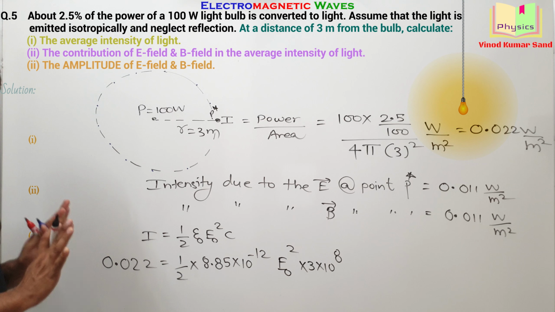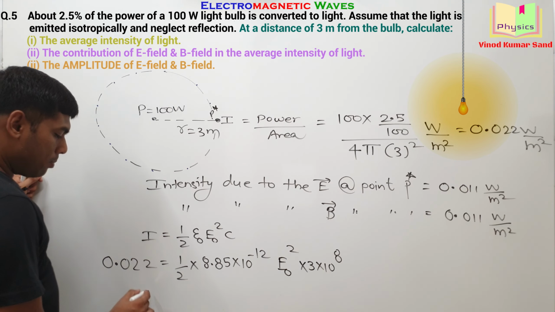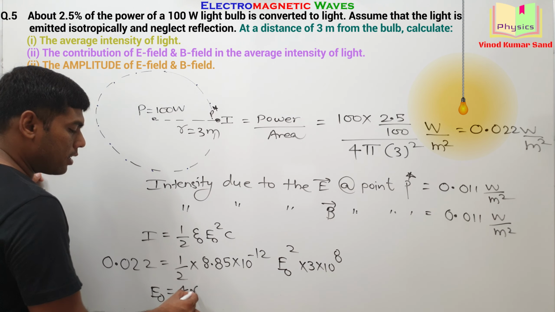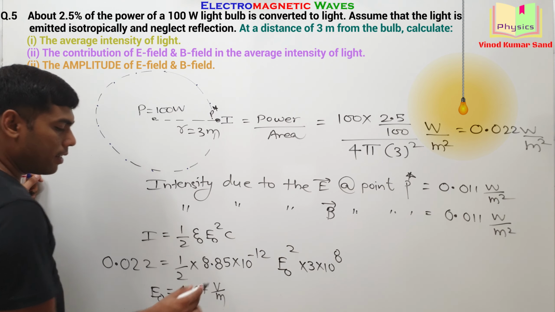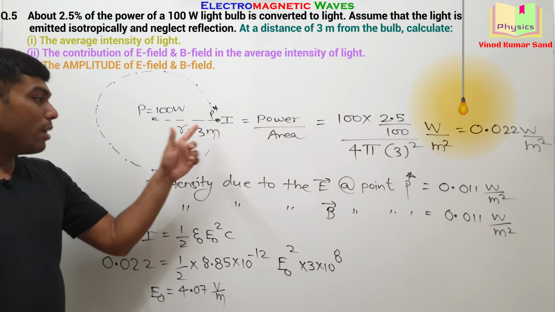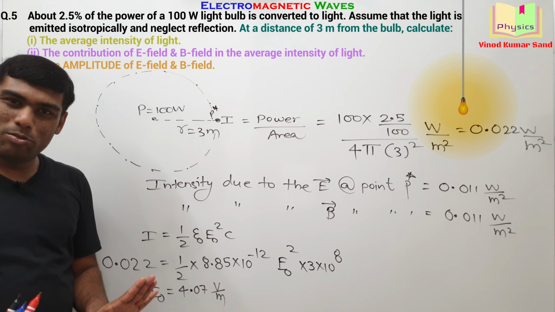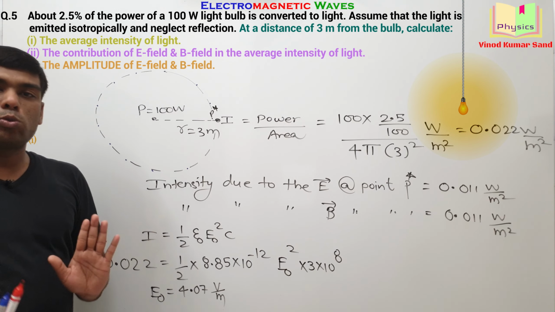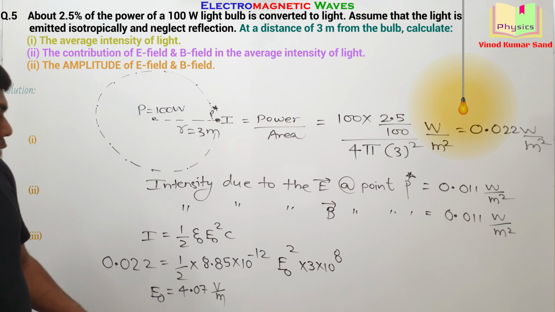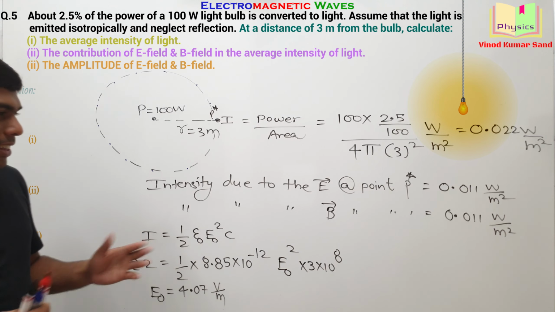In this entire calculation, what is unknown? E naught. Do the mathematical calculations. The E naught will come out to be 4.07 volt per meter. So 3 meter away from this lamp, we have the sufficient amplitude of the electric field. So when you are sitting closer to the lamp, you can read easily. Got it? Now we need to obtain the amplitude of the magnetic field. That can also be done.